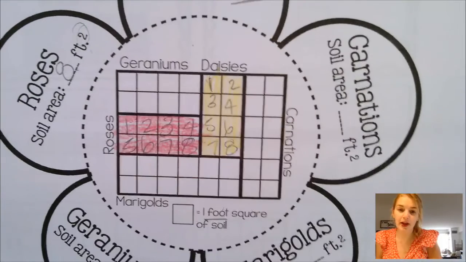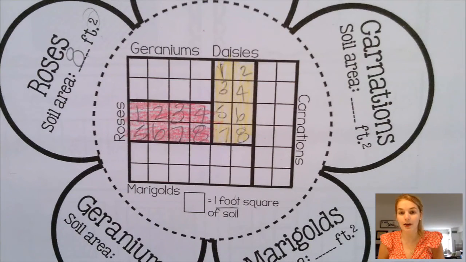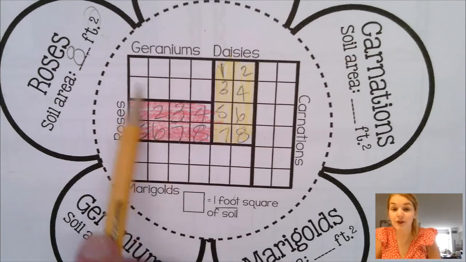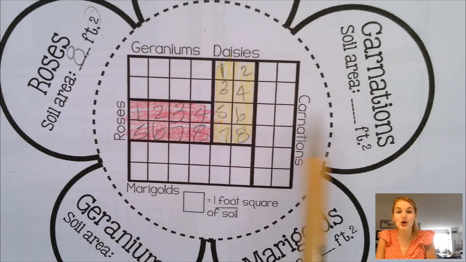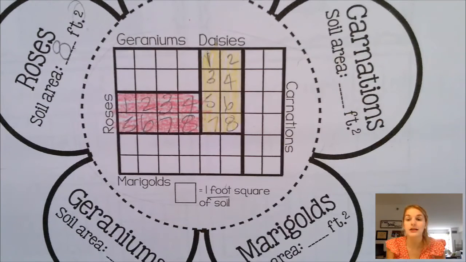Now you can break that up, but someone might ask you, what is the whole area? So then your job would be to add the area of the geraniums, the area of the daisies, the carnations, the marigolds, and the roses. You would add all of these together to find the area of the whole garden.